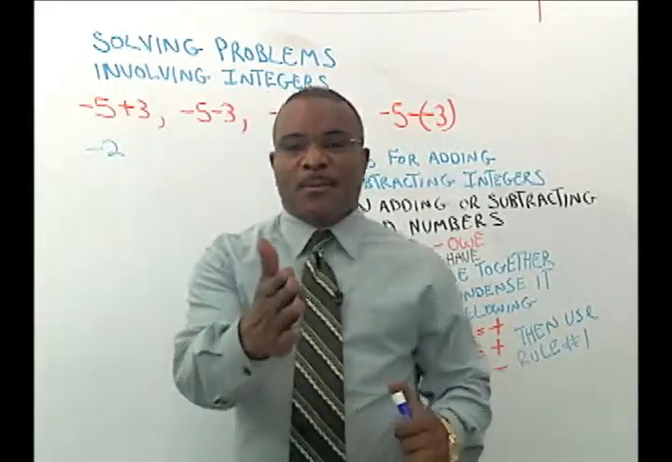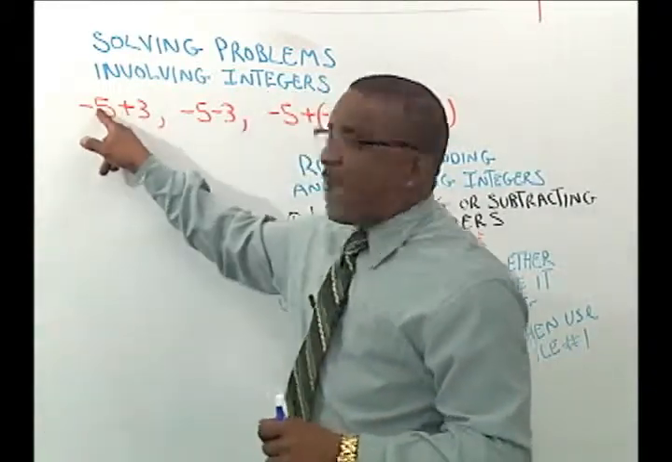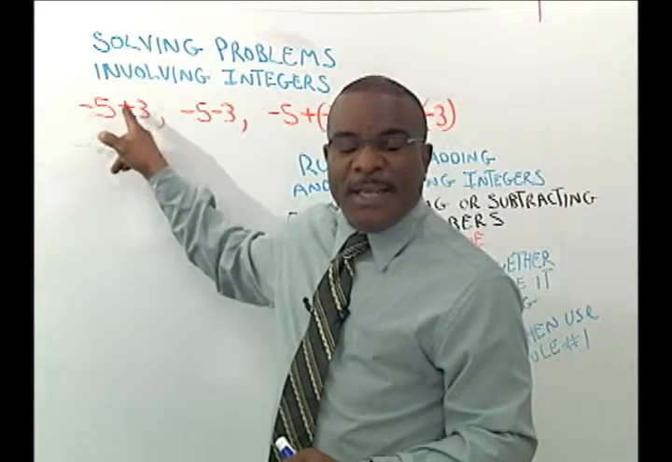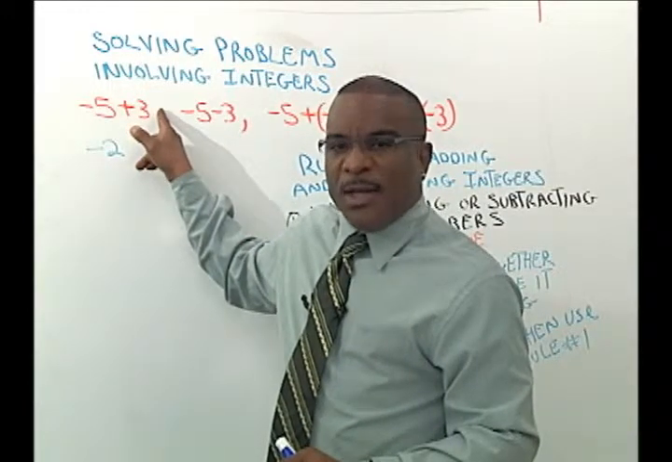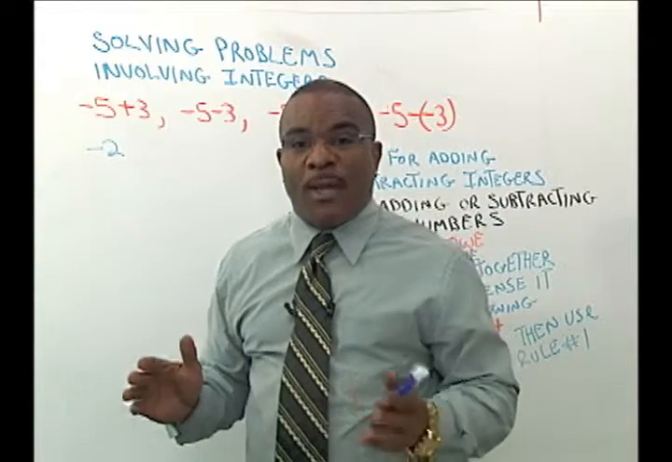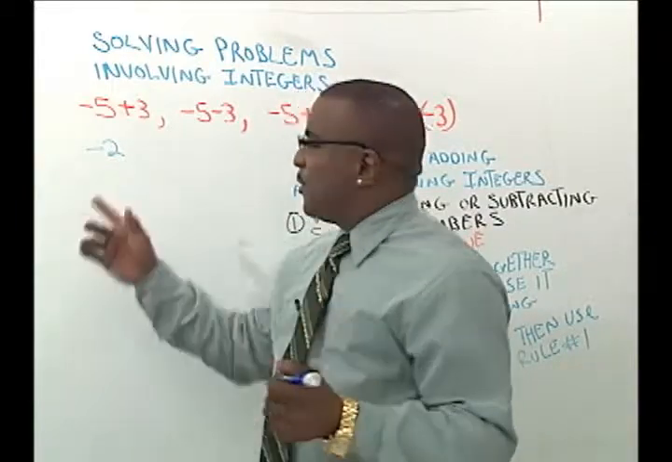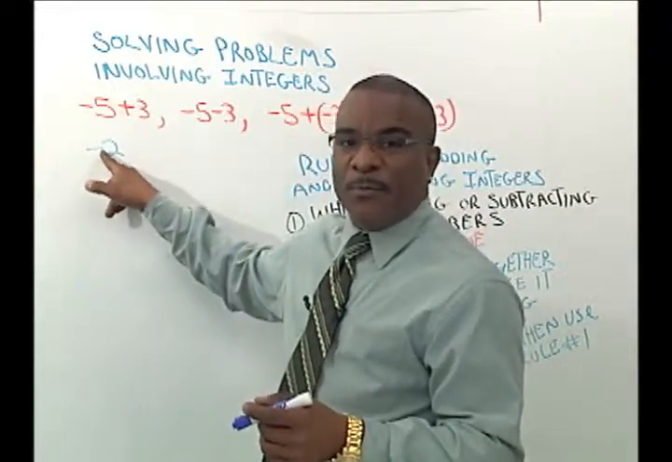Let's take the temperature approach. Suppose there were 5 degrees below zero and it gained 3 more degrees. It shouldn't be as cold, right? So you actually come up, and so you end up with 2 below zero.